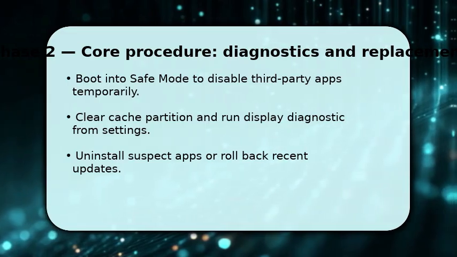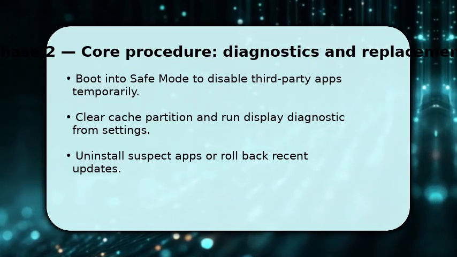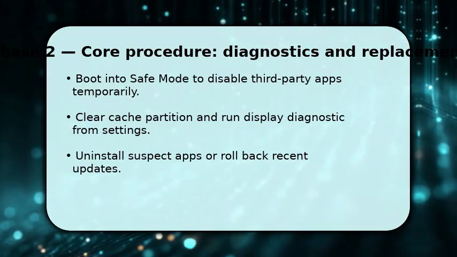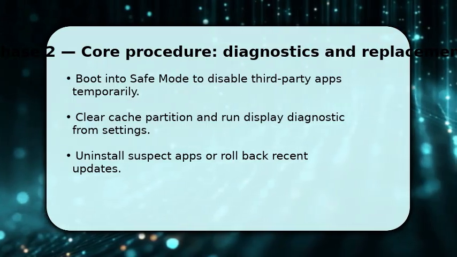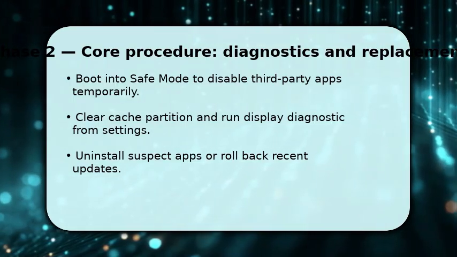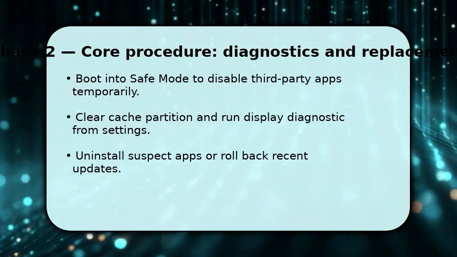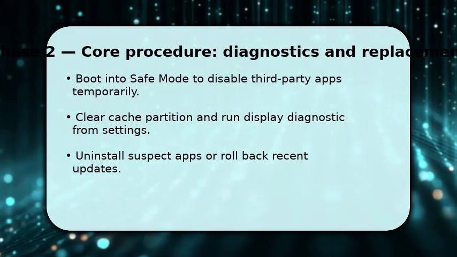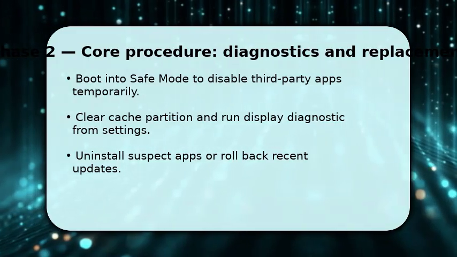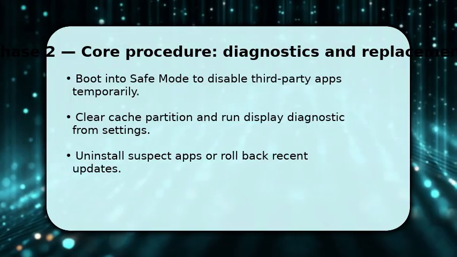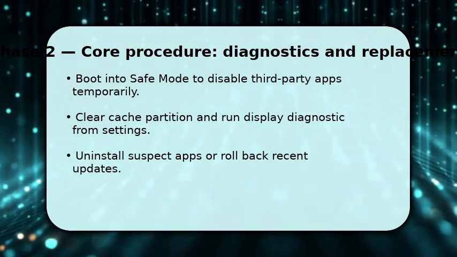Next, clear the cache partition to remove corrupted temporary files and run any built-in display diagnostics in settings to check touch coordinates and dead zones. If diagnostics point to software, uninstall suspect apps or roll back updates one at a time, testing after each change. This pinpoints the offender while avoiding unnecessary resets or repairs.